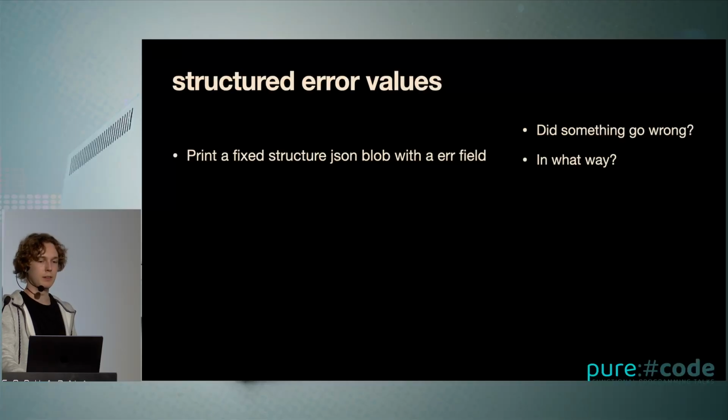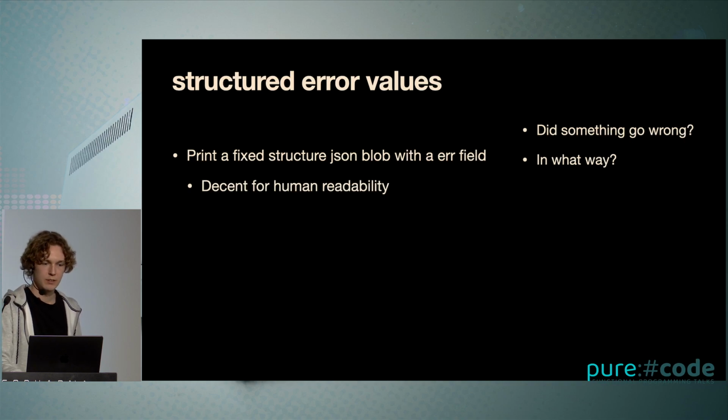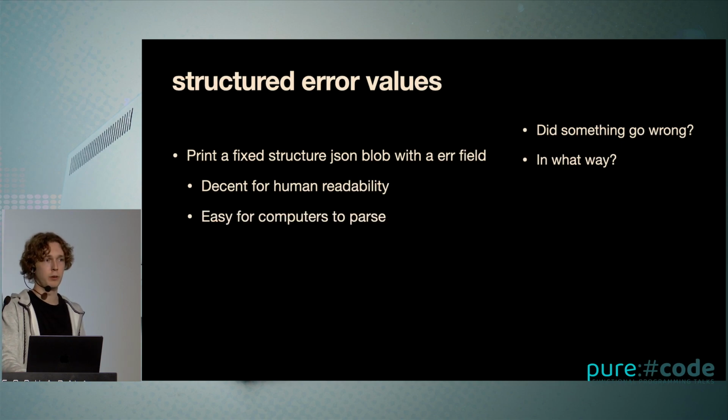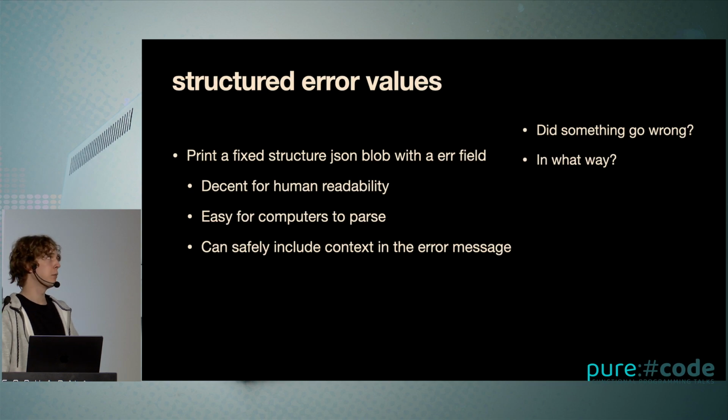This brings us to the next step. The obvious next step is just print a JSON blob or something similar to it. So you can still read this. It's easy for computers to parse. We have lots of tools to do this. You can add any metadata you want because it's separate from the string. It's still easy to parse.